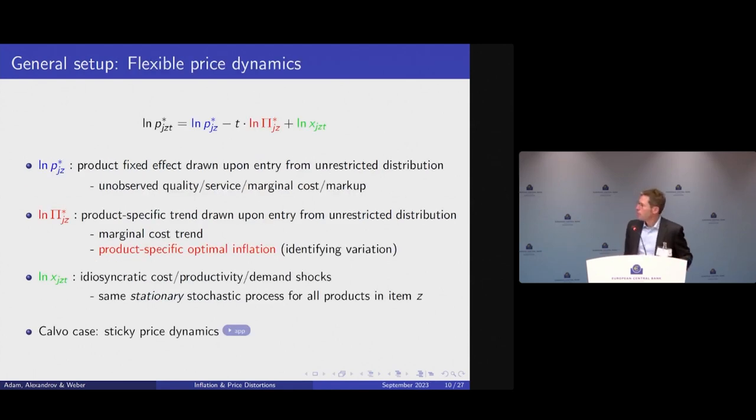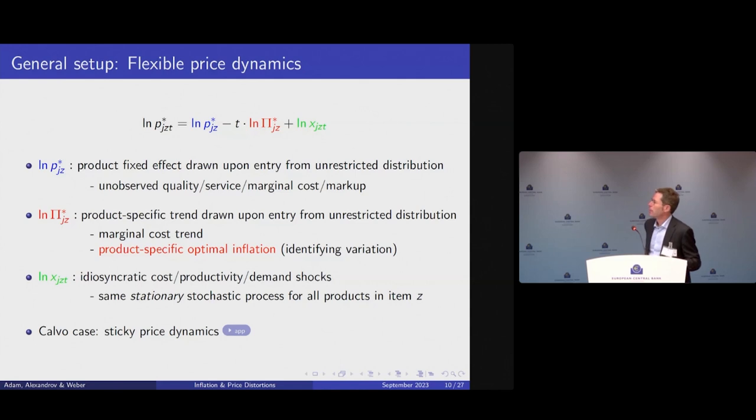Now, we assume this flex price has three components. The first one is blue. So that's a product fixed effect that is drawn from some arbitrary distribution at the time when the product enters the market. And it could be a lot of stuff. It could be unobserved quality, service, marginal cost, markup, all the stuff that's kind of constant over the product life cycle, but specific to the product and location of that product.